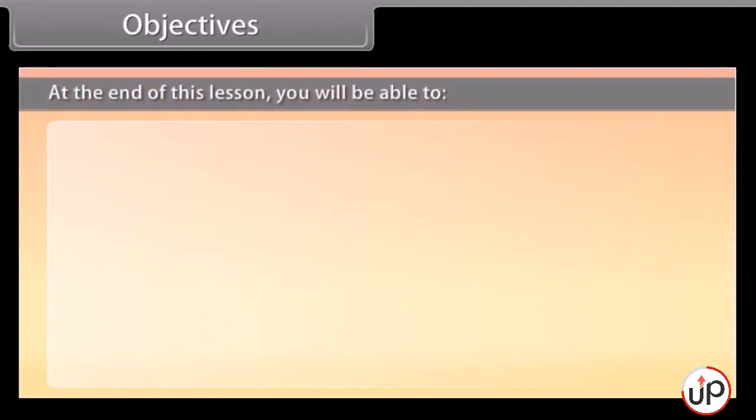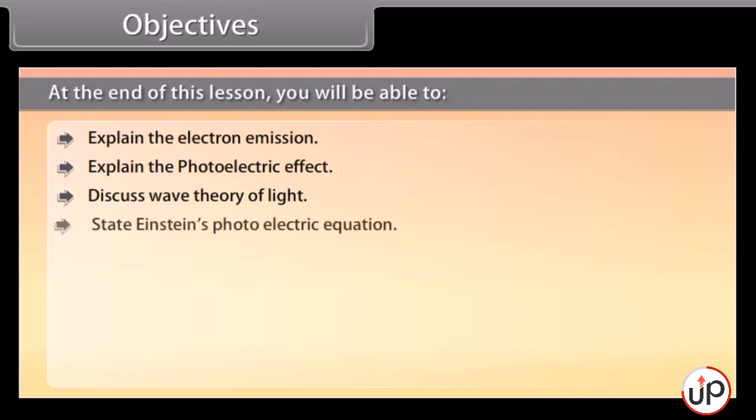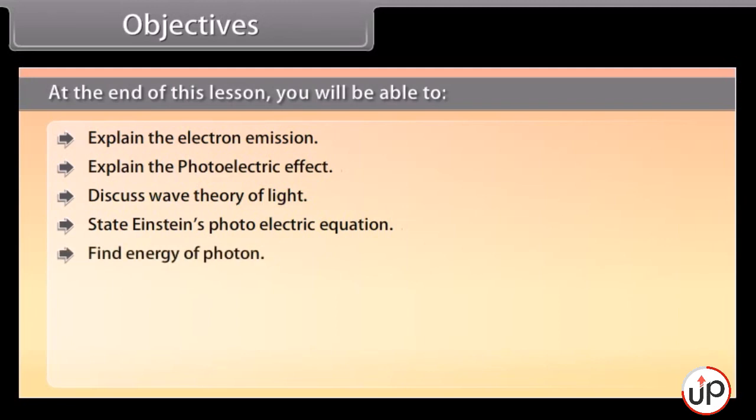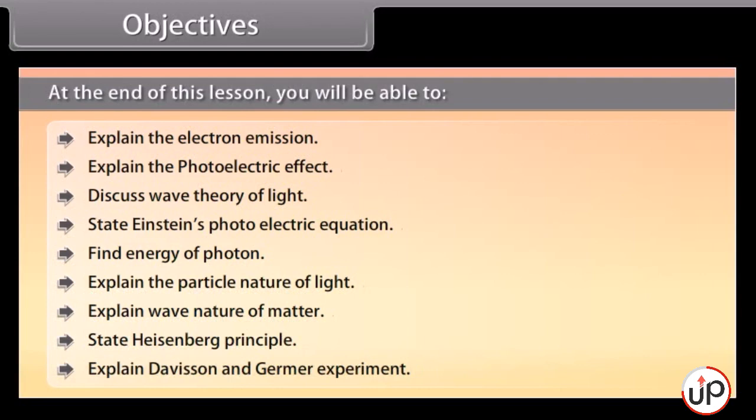Objectives. At the end of this lesson, you'll be able to explain the electron emission, explain the photoelectric effect, discuss wave theory of light, state Einstein's photoelectric equation, find energy of photon, explain the particle nature of light, explain wave nature of matter, state Heisenberg principle, explain Davisson and Germer experiment.